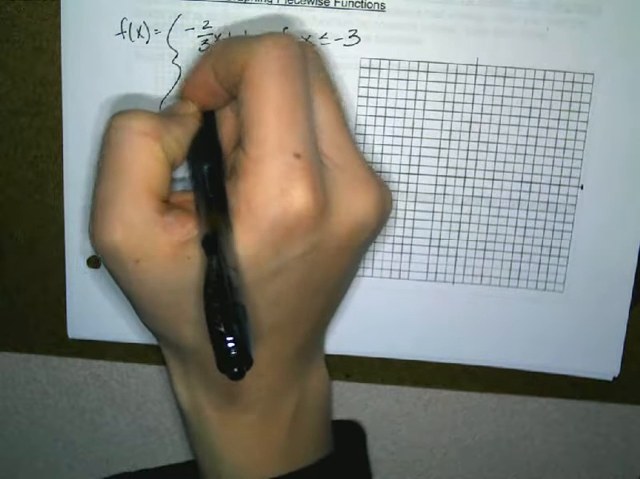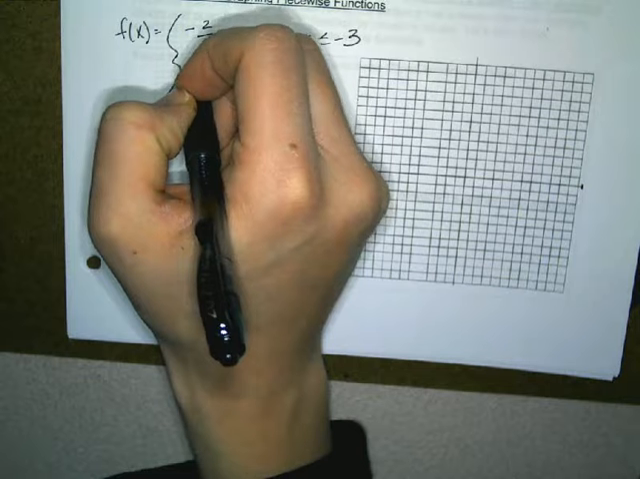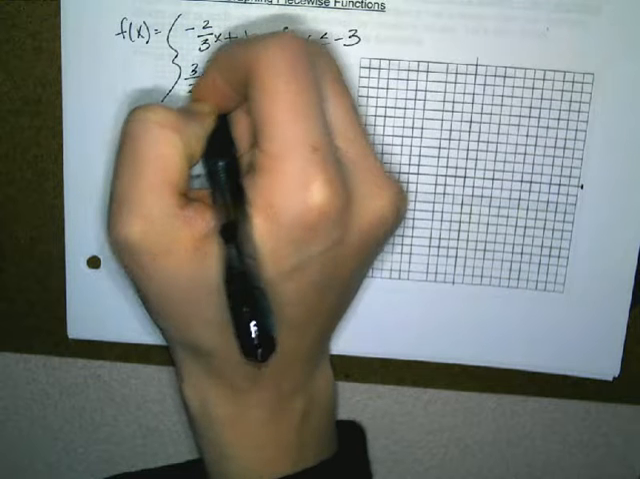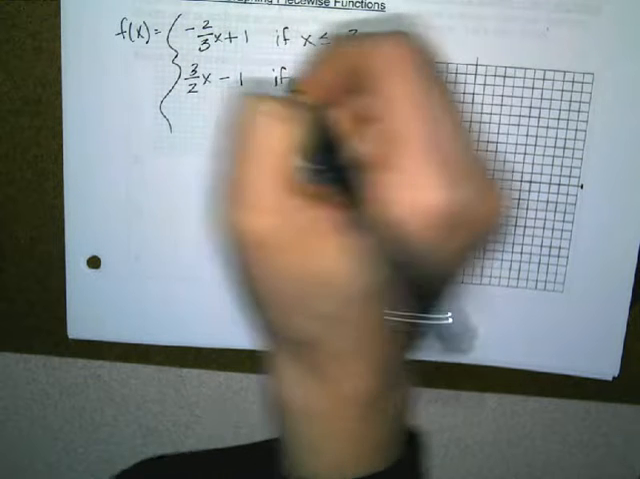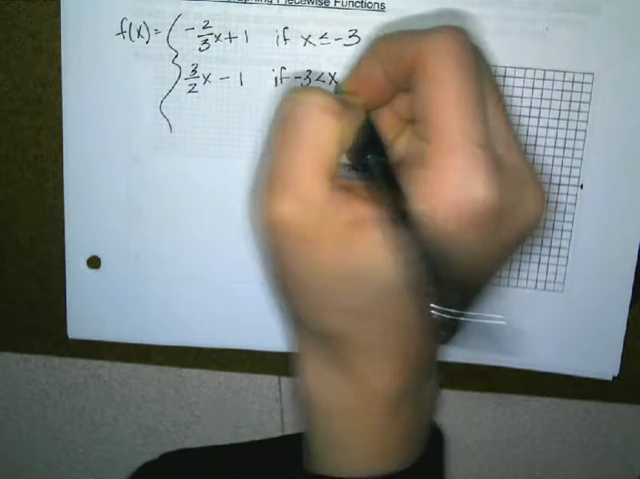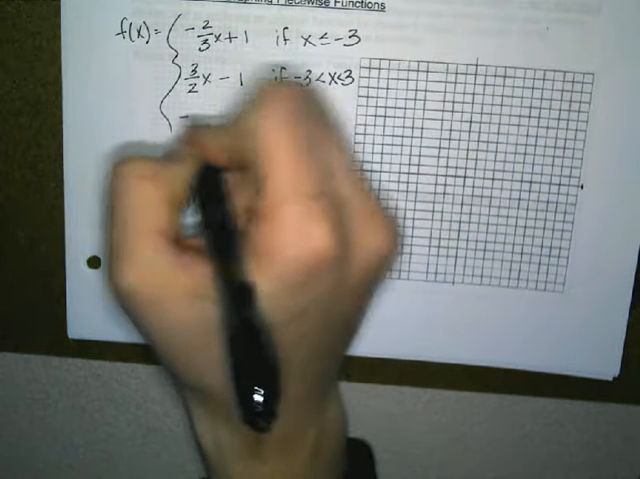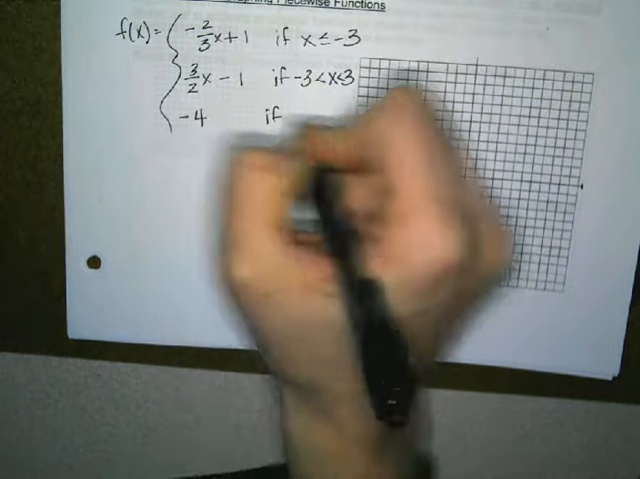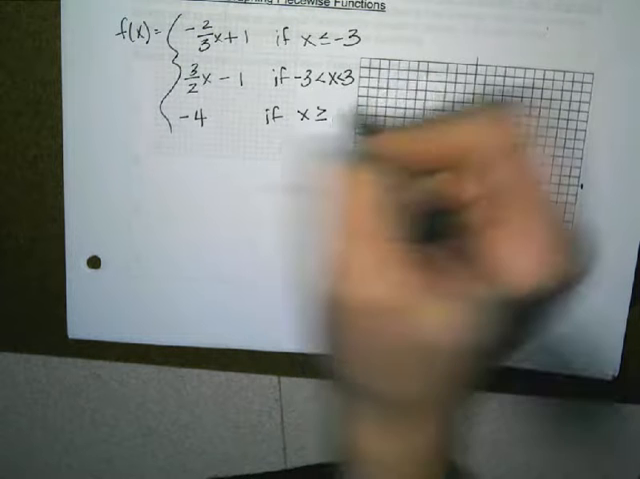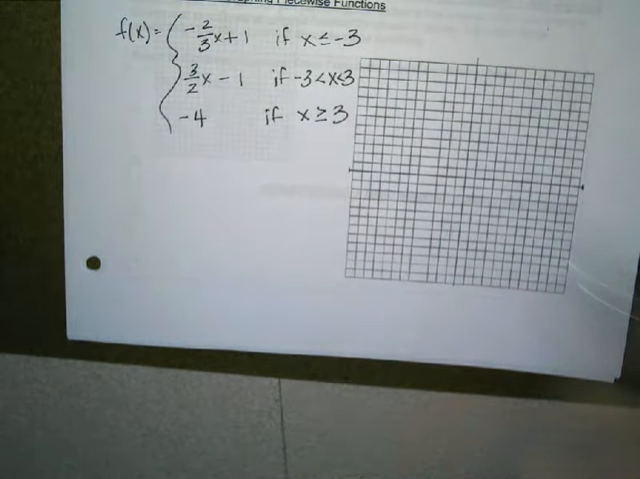3/2 x minus 1 if x is between -3 and 3, and then -4 if x is greater than or equal to 3. And we're going to graph all 3 parts.